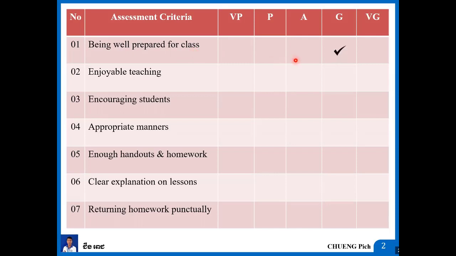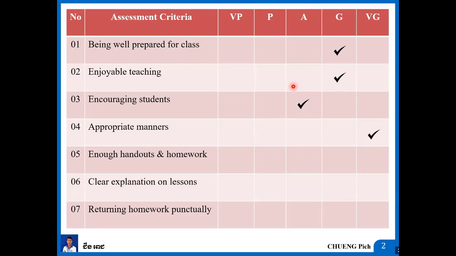If you are well prepared for class, can you give a tick? Where is it for you? Is it good, or is it just average, or is it very good? So you can just do this to do self-reflection on your own task. Number 2, enjoyable teaching, whether the teaching is enjoyable or not. Number 3, encouraging students, whether the teacher encourages students to work collaboratively, to work actively or not.